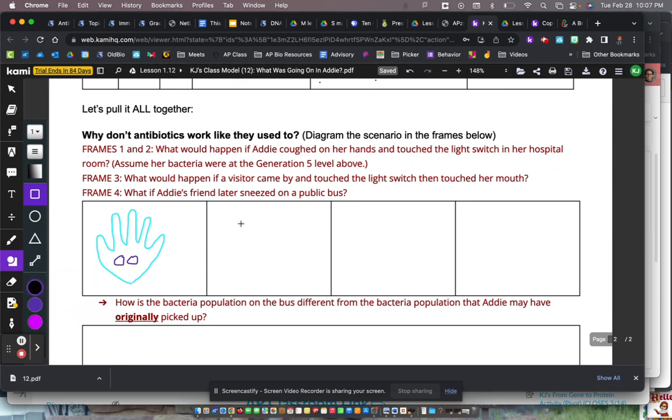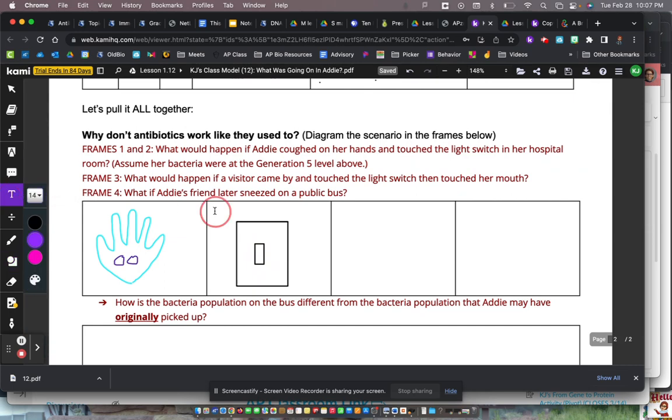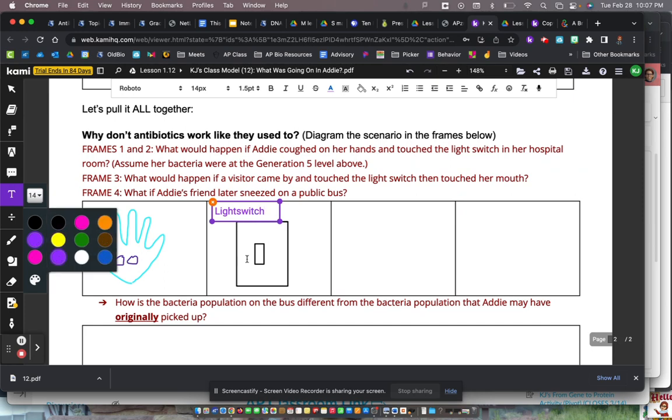So I'm going to draw her light switch. This is the light switch, and we'll just make it real simple. I'll even label it light switch so that we know what it is. There we go. She touches it, and now we learned when we looked at the petri dishes that bacteria from your hand can get transferred onto surfaces and vice versa.